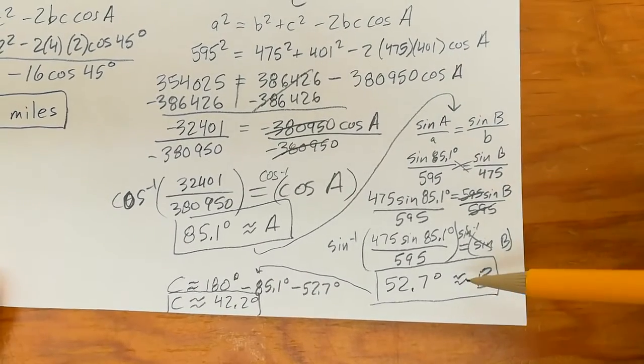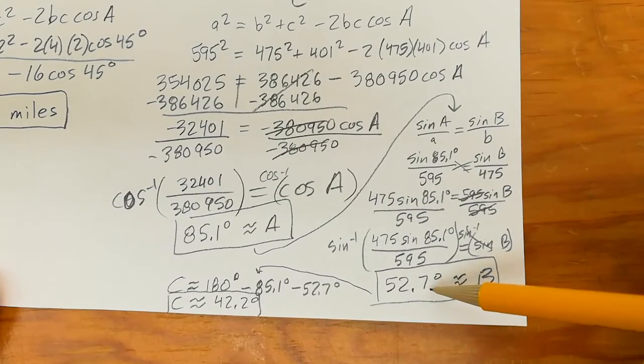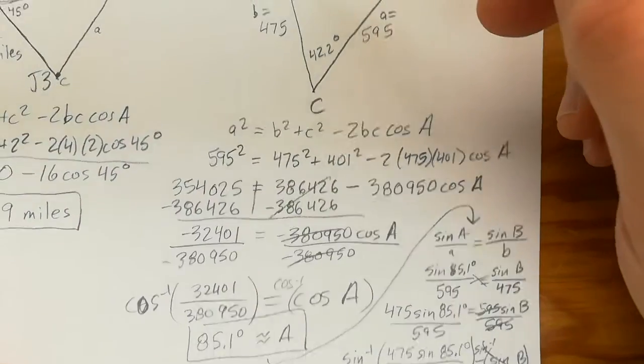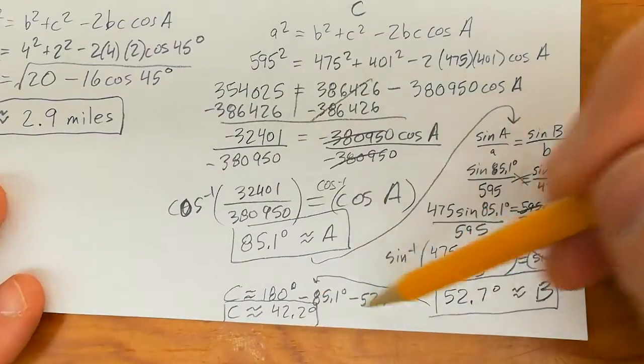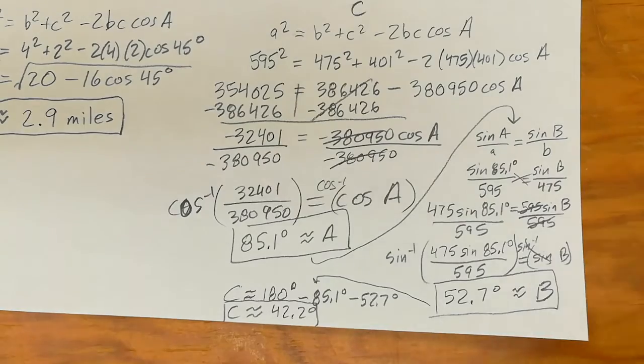All right, so there's that. Went through that and got 52.7. And then to get the third angle, once I had A and B, I just took those 2 away from 180 to get the third angle, because that's how many degrees are in a triangle.